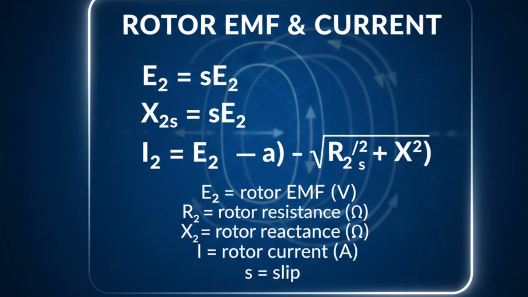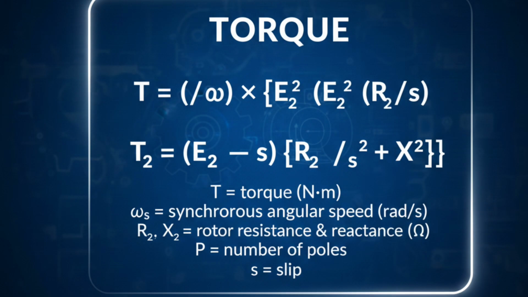rotor current in amperes. Next is the most important equation of induction motor operation, the electromagnetic torque equation. Torque is represented by T and is measured in Newton meters. It depends on rotor-induced voltage, rotor resistance, slip, and synchronous angular speed, which is represented by omega s and measured in radians per second. The equation clearly shows how torque changes with slip and rotor parameters. This formula helps us understand starting torque, running torque, and also explains why torque first increases with slip and then decreases after a certain value.